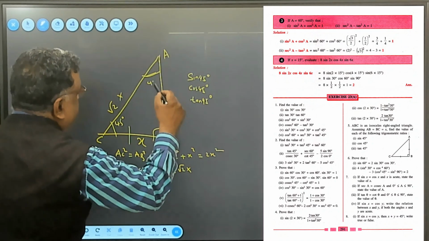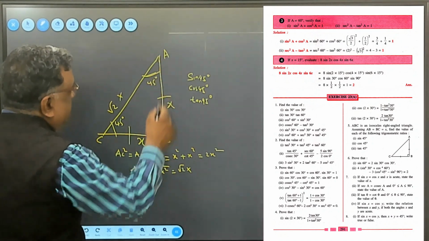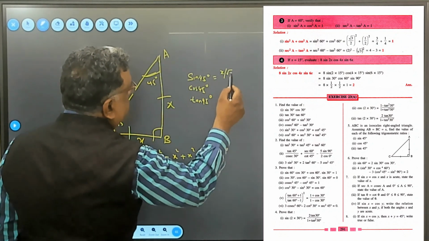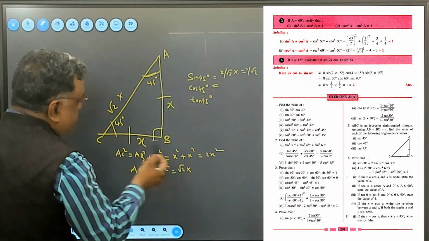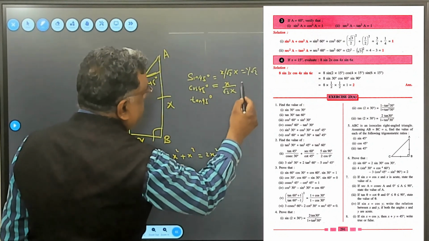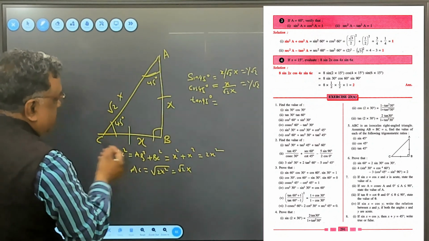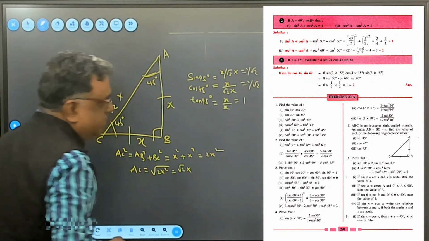Right? So sine 45 would be X upon root 2 X, which is 1 upon root 2. Cos 45 will be adjacent upon hypotenuse, which will be again X upon root 2 X, which is again 1 upon root 2. And tan 45 would be opposite upon adjacent, which will be X upon X, which is 1. Okay.